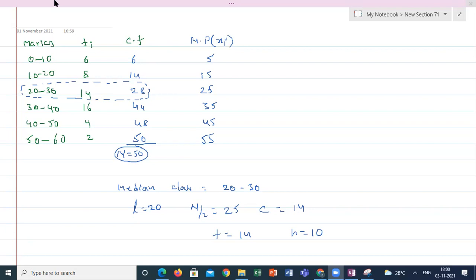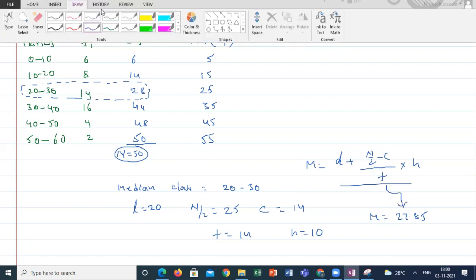27.85. The median is 27.85. So how did you get the median? Which formula are you using for the median here? L plus (N by 2 minus C) by F into H. If I apply this formula, I will get the median as this much.